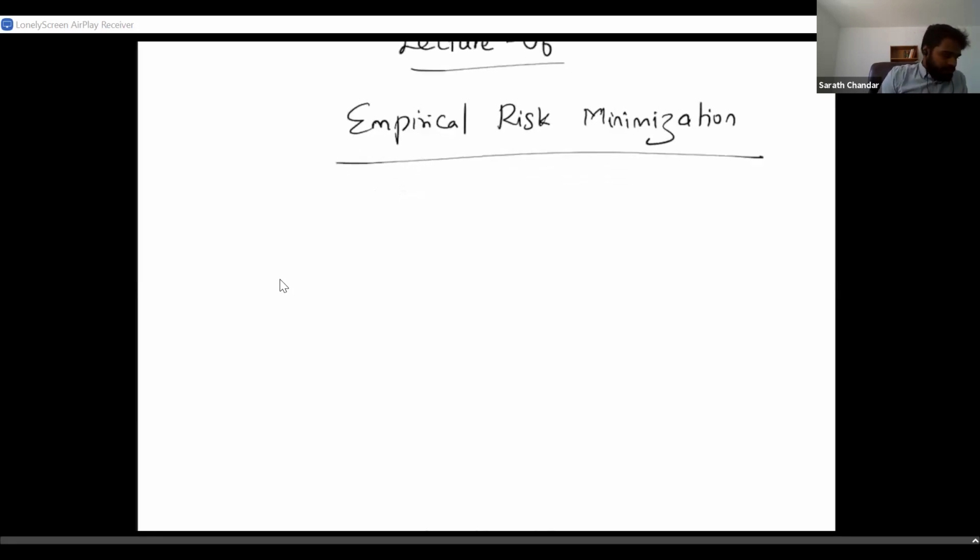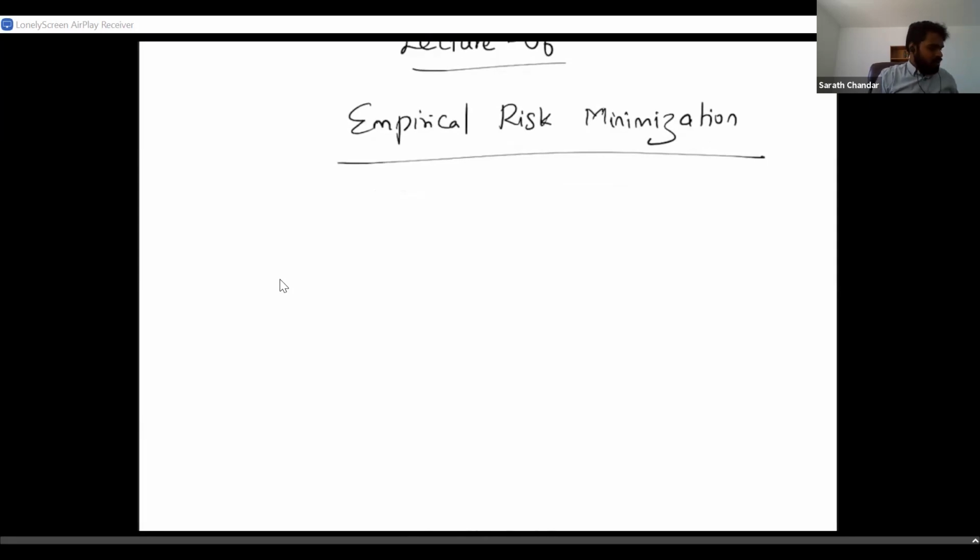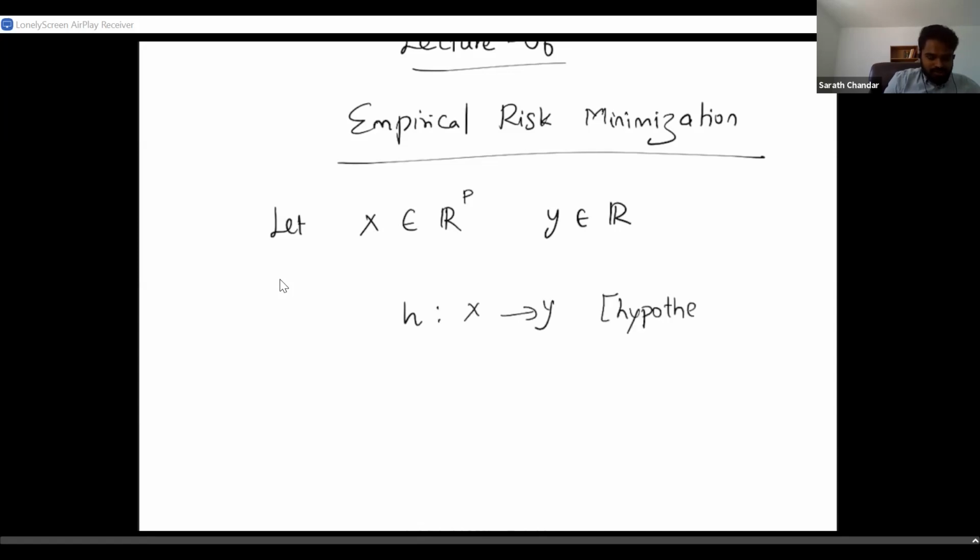Okay, so now we are going to look at the regular regression setting again. Let us consider x to be some random variable which is, let's say, p-dimensional. And y, the target, is just a single real value. We are always interested in finding a function which maps x to y, right? So let's call that function h. So h is a function from x to y, and in some sense h is also known as the hypothesis.